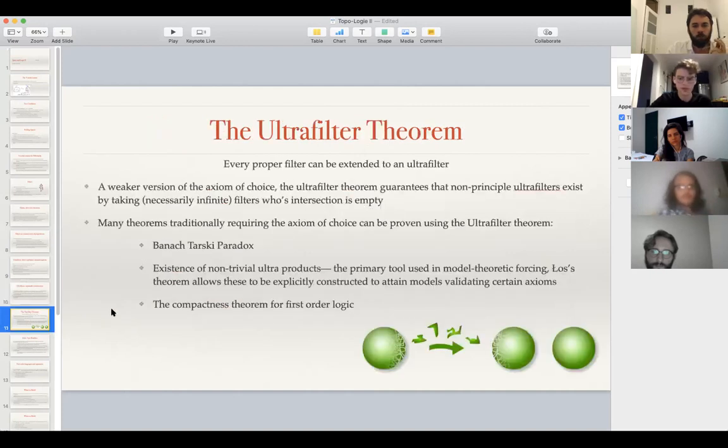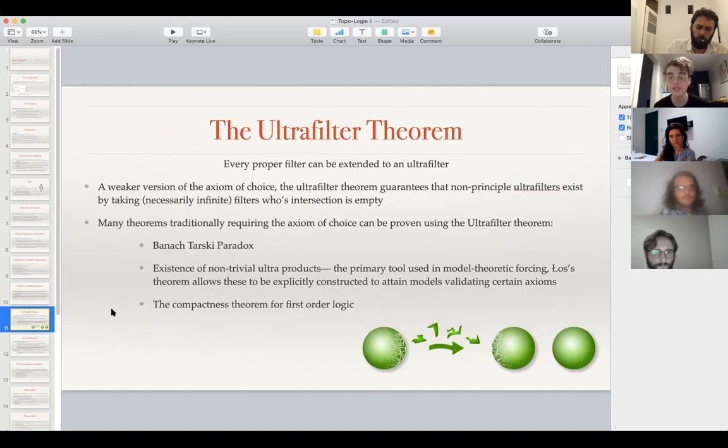Okay, so let's add a little nice Banach-Tarski picture on the bottom. But the ultrafilter theorem is sort of the main important result about ultrafilters. You might want to call it an axiom instead, depending on what system you're working in. But the statement is very simple: every proper filter can be extended to an ultrafilter.